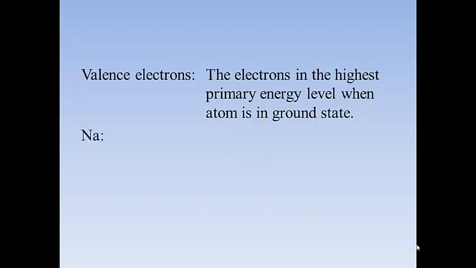For example, sodium has this configuration. You notice that the highest energy level is the third energy level, that the orbital being filled is the s orbital, and there is one electron in the s orbital. So there's one electron on the highest energy level. Sodium has one valence electron.